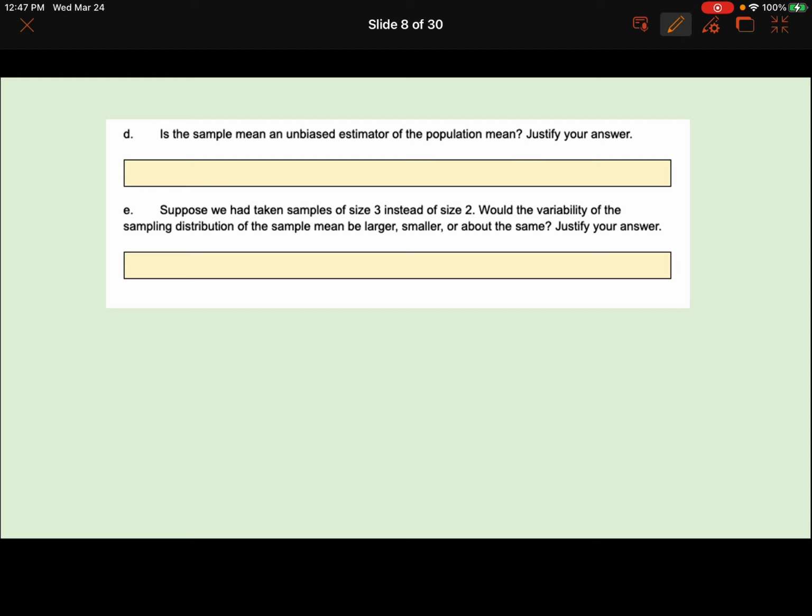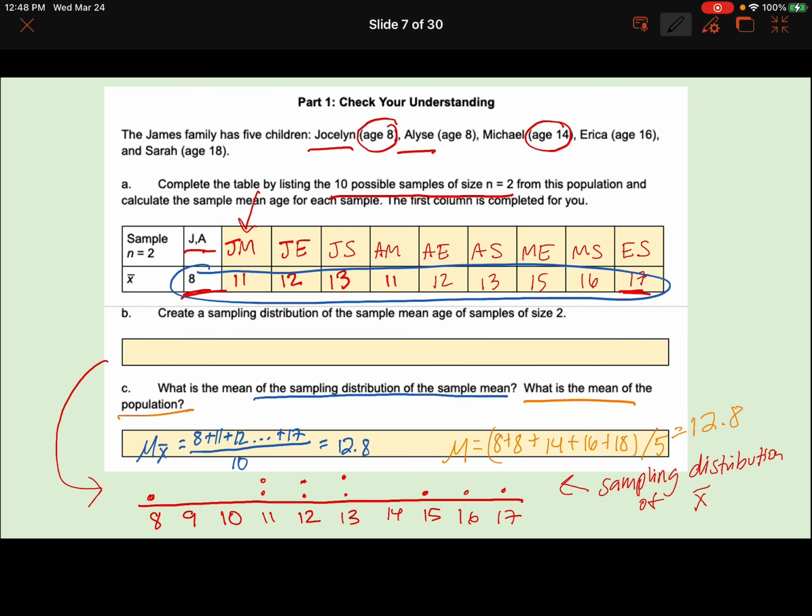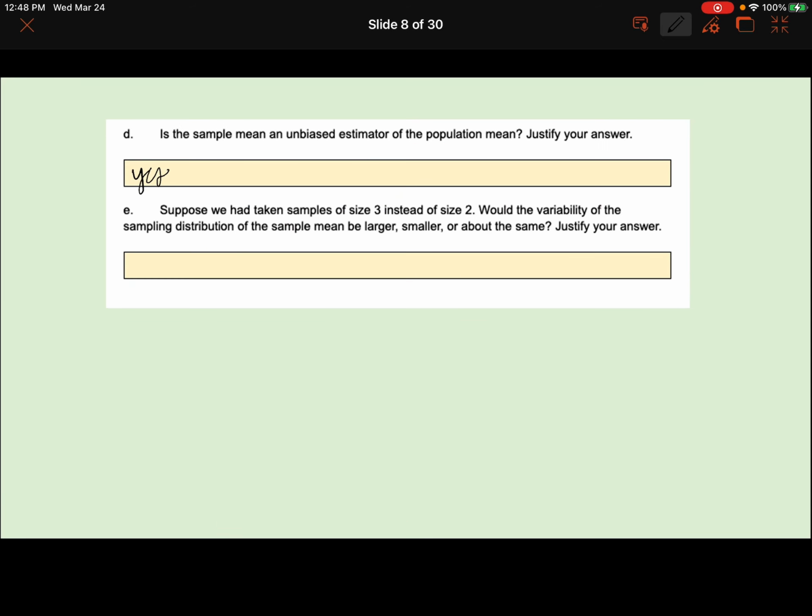For question D, it's asking us, is the sample mean an unbiased estimator of the population mean? And here we can say yes. If you look back at our notes, unbiased means that the mean of the sampling distribution is equal to the mean of the population itself. And we showed that. We got 12.8 and 12.8. So I can say yes, the mean of the sampling distribution of X bar is equal to the population mean.